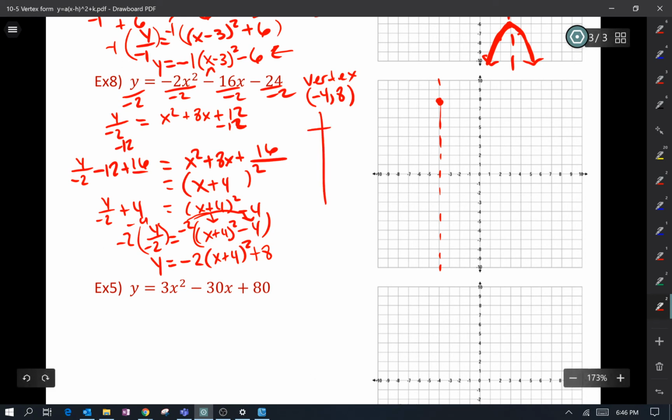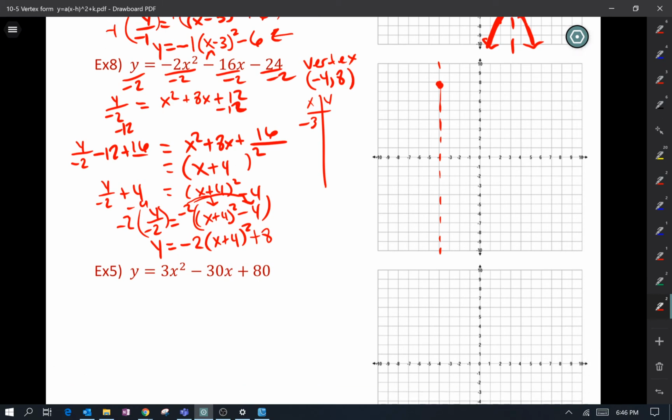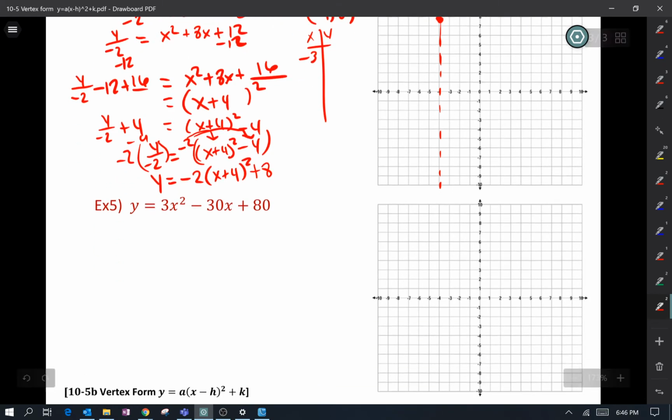So let's try some more points. If it's at negative 4, let's try negative 3, right? So negative 3. You're going to have to do some work here, so just be careful, right? So we're going to get negative 2 times negative 3 plus 4 squared plus 8. So what do we get? Negative 3 plus 4 is 1. 1 squared is 1 times negative 2. So we get negative 2 plus 8, which is 6. So negative 3 is 6. That looks about right.